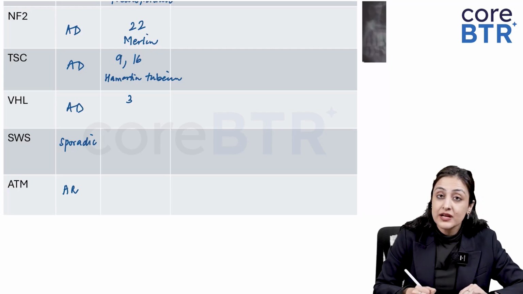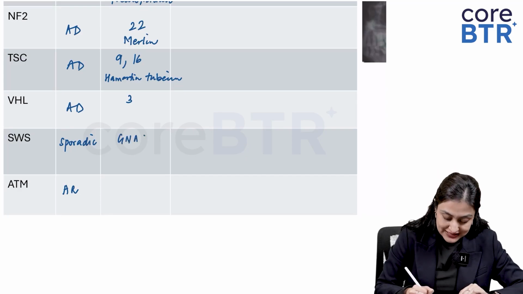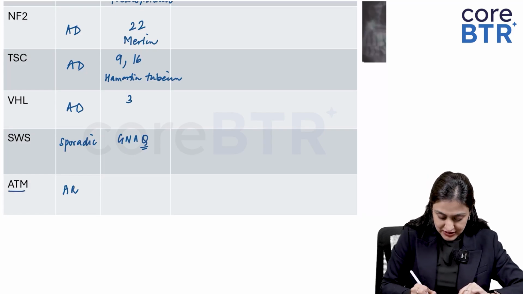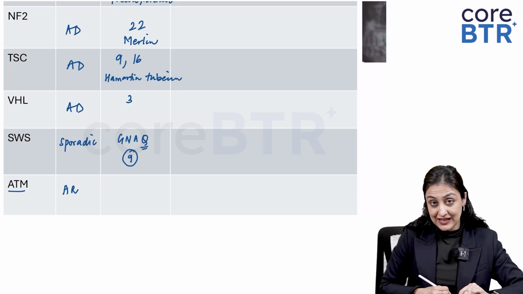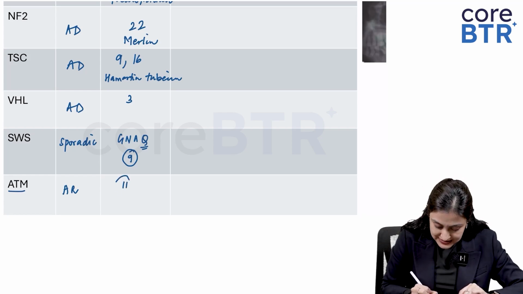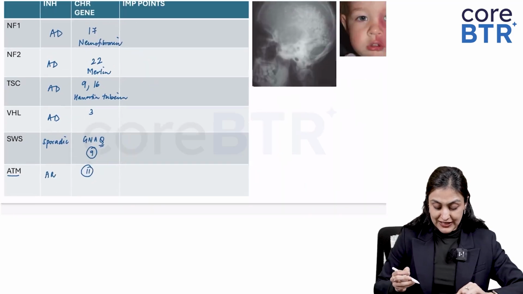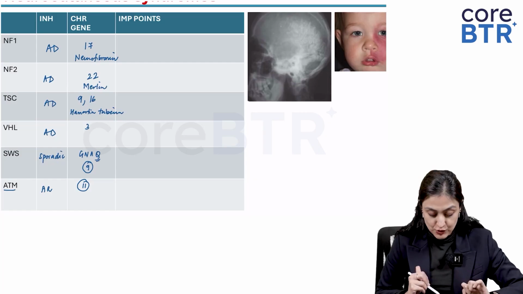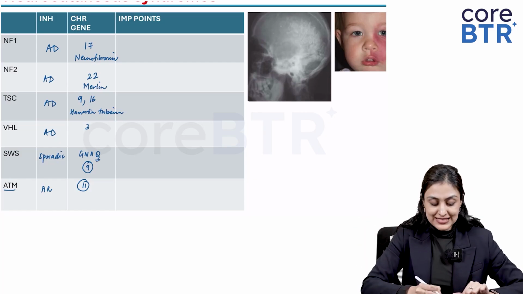Sturge-Weber is GNAQ, not GNAS. Okay, so S is not S. The chromosome in Sturge-Weber is 9. Ataxia telangiectasia, chromosome 11. Right? So these are the chromosomes that we have to remember. A little volatile, you have to revise this. Let's do the salient features.